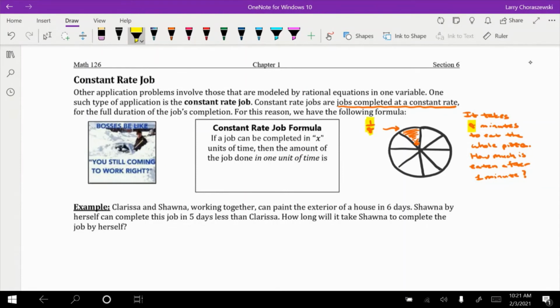So you can see that 8 minutes eventually led to an answer of 1/8. And 1/8 is the reciprocal of 8. And that's the key. In this box here, it says if a job can be completed in X units of time, then the amount of the job done in 1 unit of time is going to be given by this expression, 1/X, where X represents the total time.